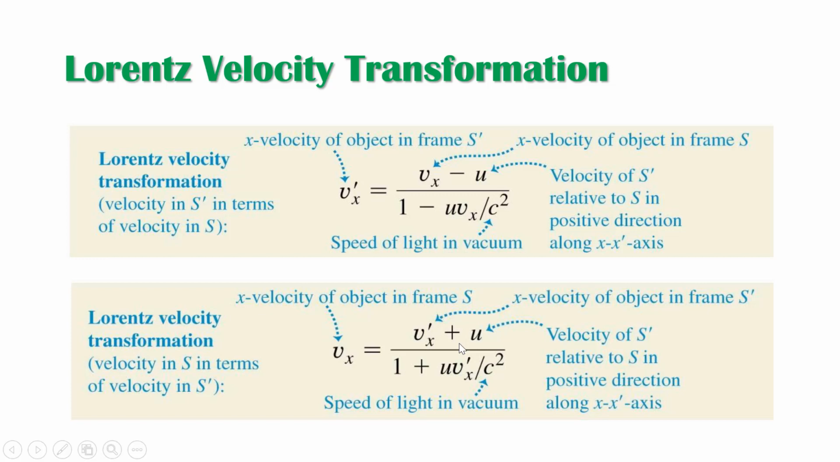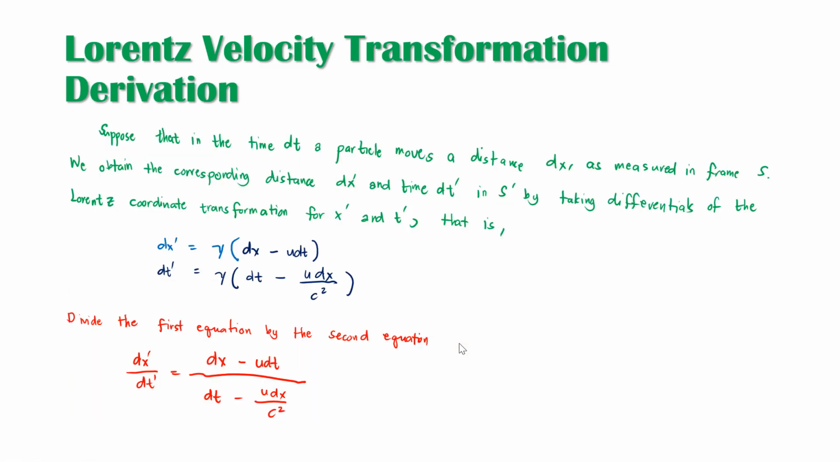Okay, so let us try to derive this transformation. Suppose that in the time dt, an infinitesimal amount of time, a particle moves a distance dx as measured in frame S. We obtain the corresponding distance dx prime and time dt prime in S prime by taking the differentials of the Lorentz coordinate transformation for x prime and t prime. If you can recall, in the previous video, we obtained x prime is equal to gamma multiplied by x minus u t.